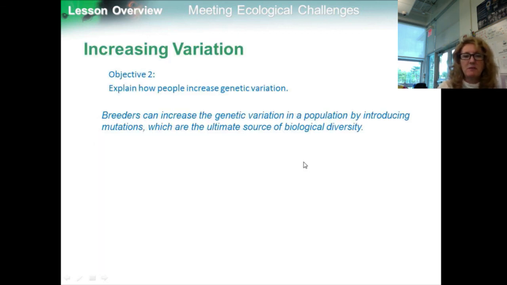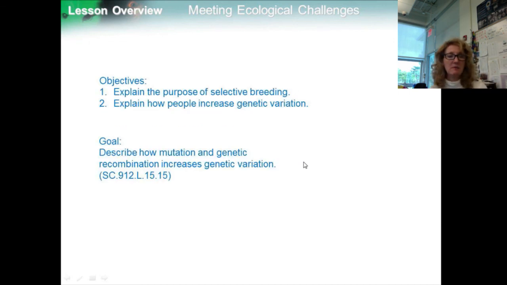So objective 2 is explain how people increase genetic variation. Breeders can increase the genetic variation of a population by introducing mutations, which are the ultimate source of biological diversity. All right, the objectives again were explain the purpose of selective breeding and explain how people increase genetic variation, which support our goal to describe how mutation and genetic recombination increases genetic variation.